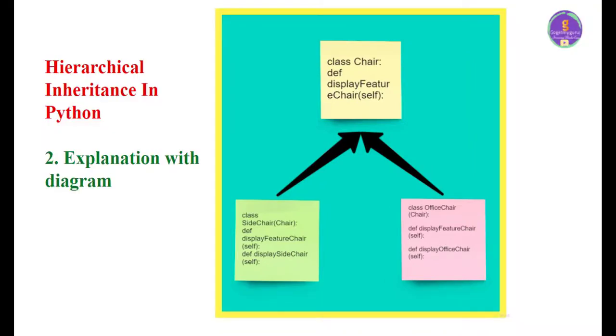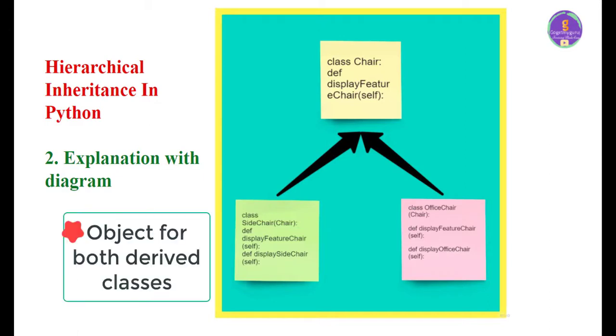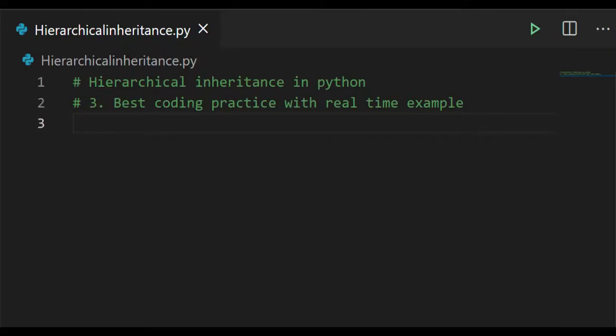So write the base class name in the two derived classes. Then both derived classes contain the method of the base class. And one more important thing is that here we need to create objects for the two derived classes. And then last is the best coding practice with a real-time example for hierarchical inheritance in Python. Let's start coding in VS Code.